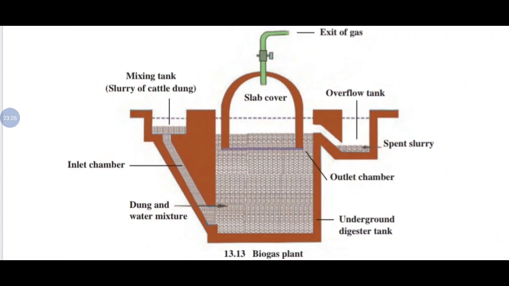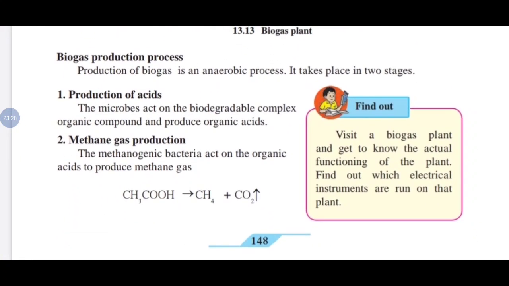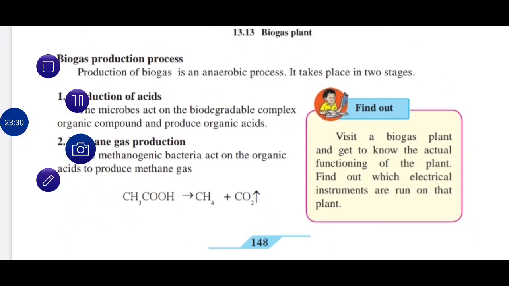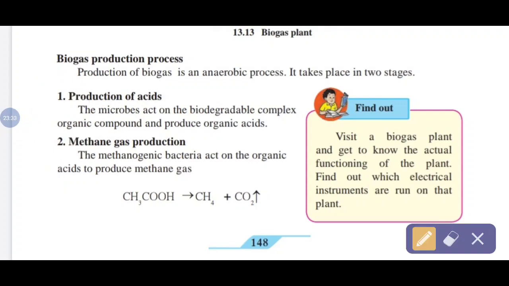Yes. Next one. See the last point. Biogas production process. Production of biogas is an anaerobic process, which means microorganisms help to produce biogas or methane in this biogas plant. They do not require oxygen. In the absence of oxygen, this process takes place. Which process? Production of methane. Production of biogas. Methane means biogas, right?